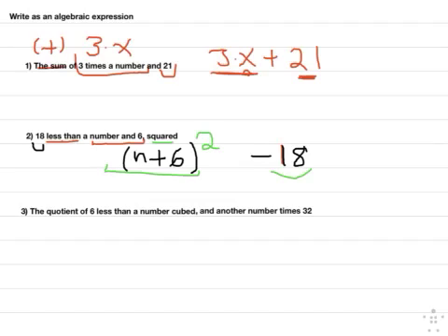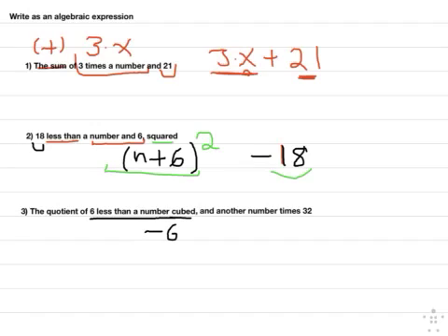Okay, moving on to the next one. The quotient of. You can notice that a lot of times the sum of, or 18 less than, is telling you the operation that's happening, and then we have to figure out which groups that's happening to. So the quotient of two things. The first thing is 6 less than a number cubed. That sounds complicated, but it's not too bad.